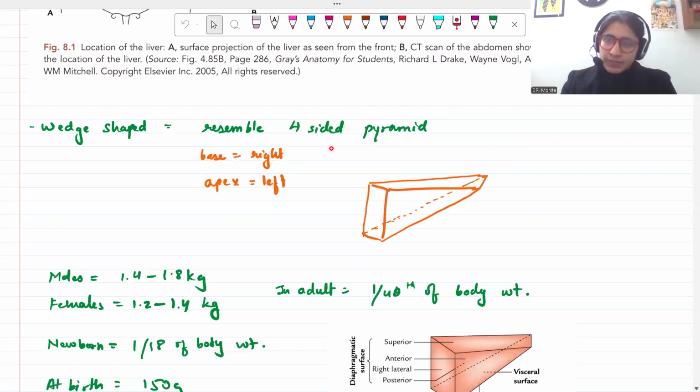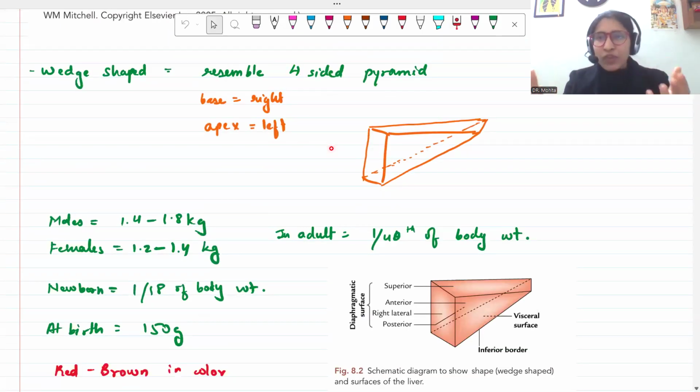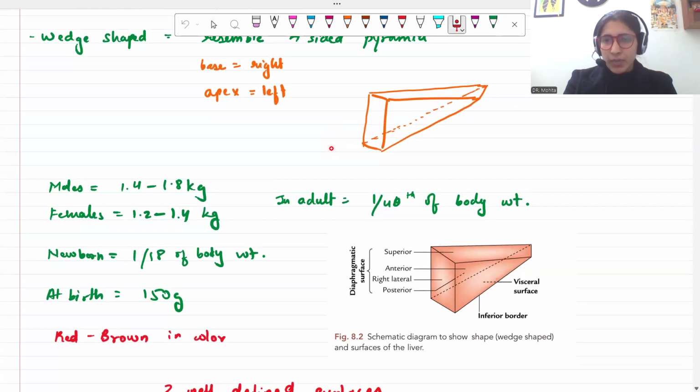Let's move further. For the sake of simplification, हम ऐसा मानेंगे कि liver is a wedge shaped pyramidal, four-sided pyramid having these surfaces. Look at them. देखो ये pyramid है. This is a four-sided pyramid. This is the base on the right side. This is the superior surface, anterior surface, posterior surface, and inferior surface.